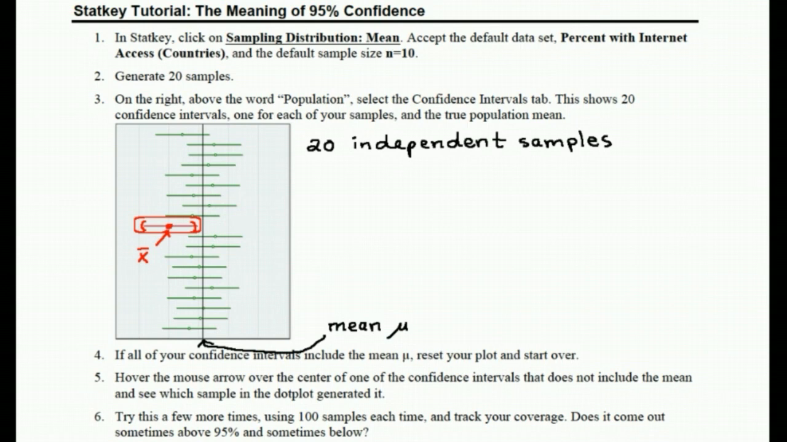1 out of 20 is in fact 5%. So that is the 5% that was wrong.